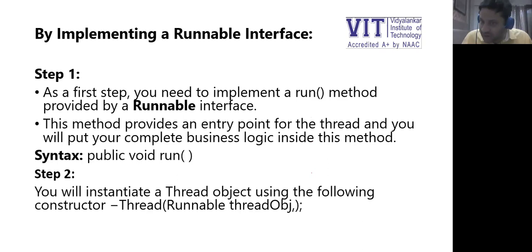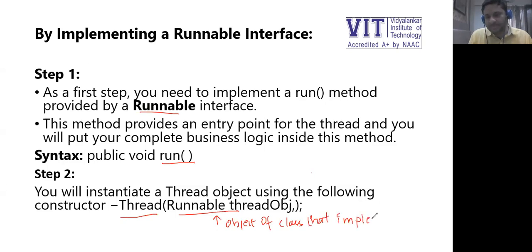Now, how to create a thread? We have already seen this, with an example in our first video. You can create a thread by implementing the Runnable interface and then overriding the run method. Then you can create a thread object and pass it the object of the class that implements the Runnable interface. So this is what it is.